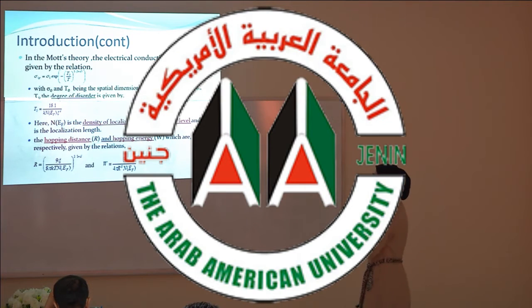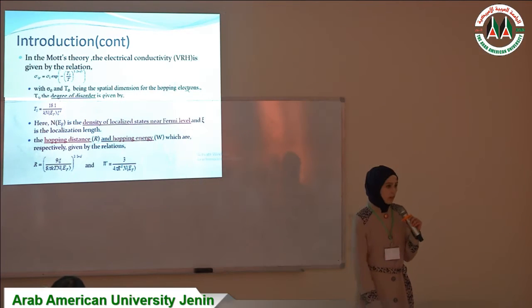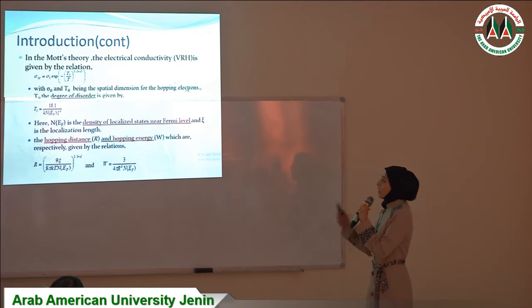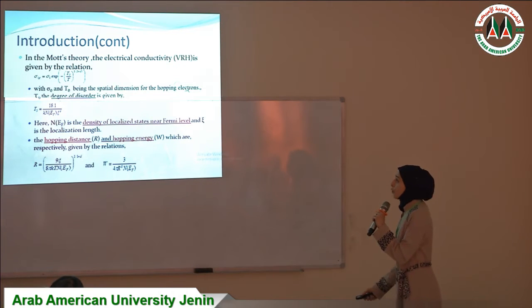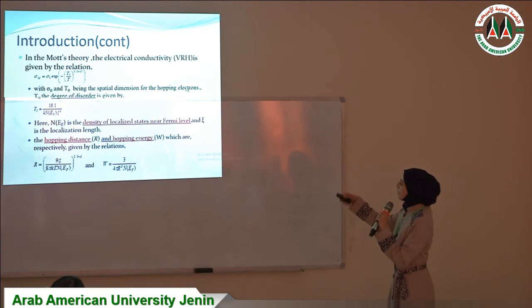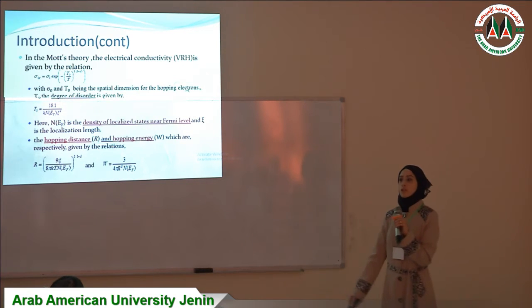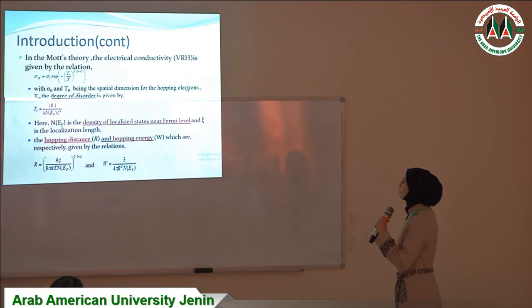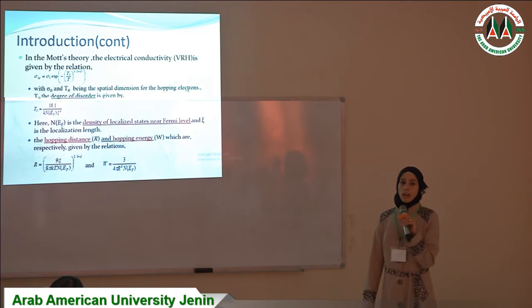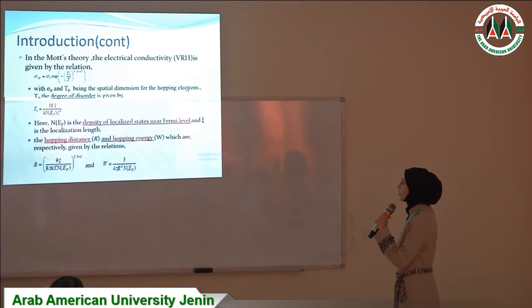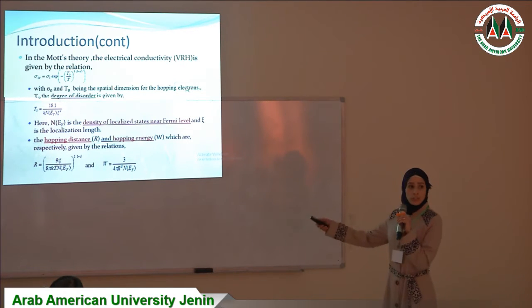Here we have Mott's theory from 1969, and this is the formula put forward by Mott, where T0 is the degree of disorder and is given by the next relation. We have other important parameters of Mott's theory, which are N(E_F), the density of states near the Fermi level, and the hopping distance R and hopping energy W, given by the other relations respectively.